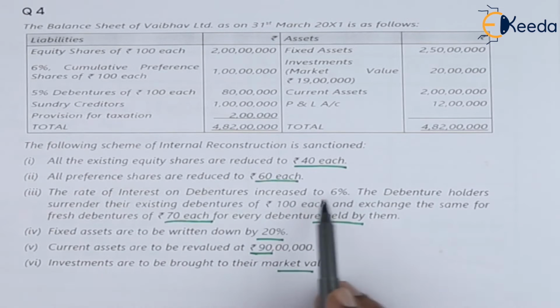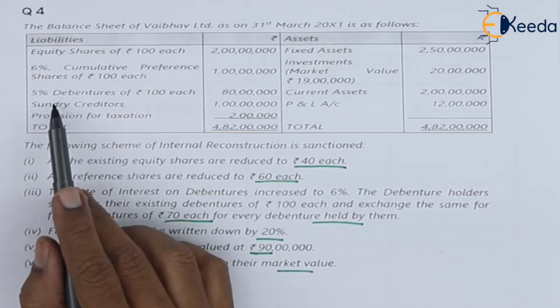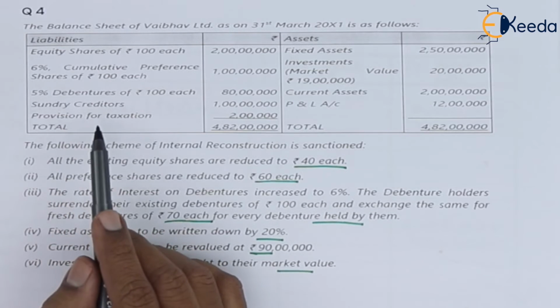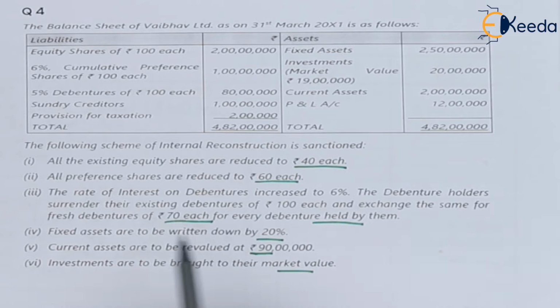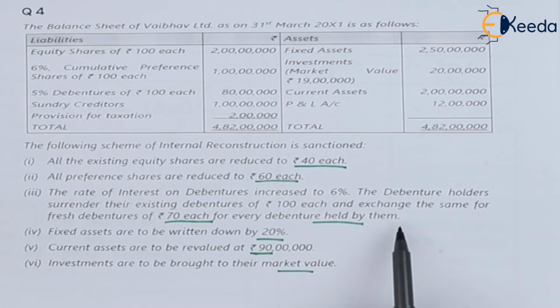The rate of interest on debenture increased to 6%. First of all, your existing debenture interest rate is 5%, but we have changed it to 6%. Debenture holders surrender their existing debentures of 100 each, and exchange the same for the fresh debentures of rupees 70 each. In this way, they have sacrificed 30 rupees for every debenture held by them. So they will get equivalent number of new debentures.